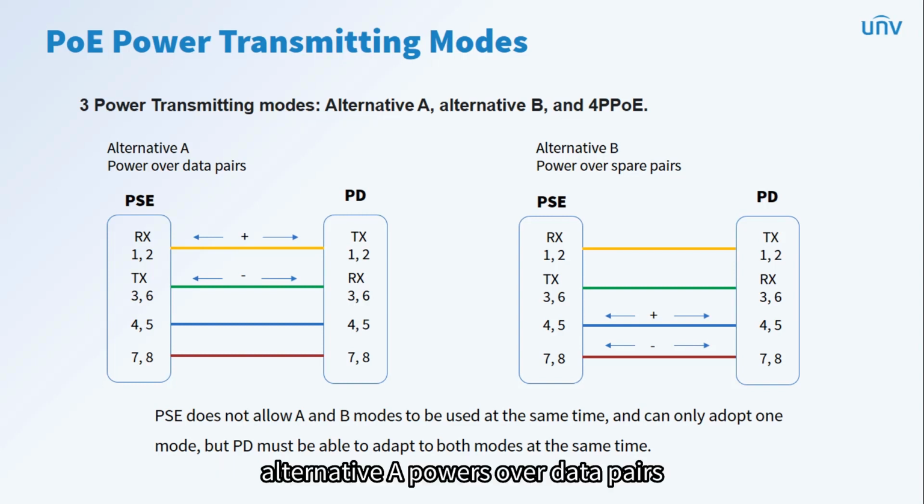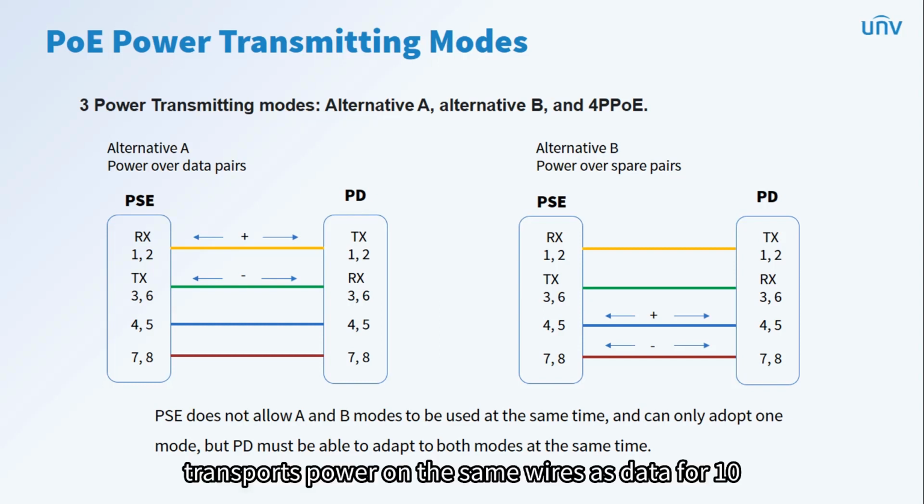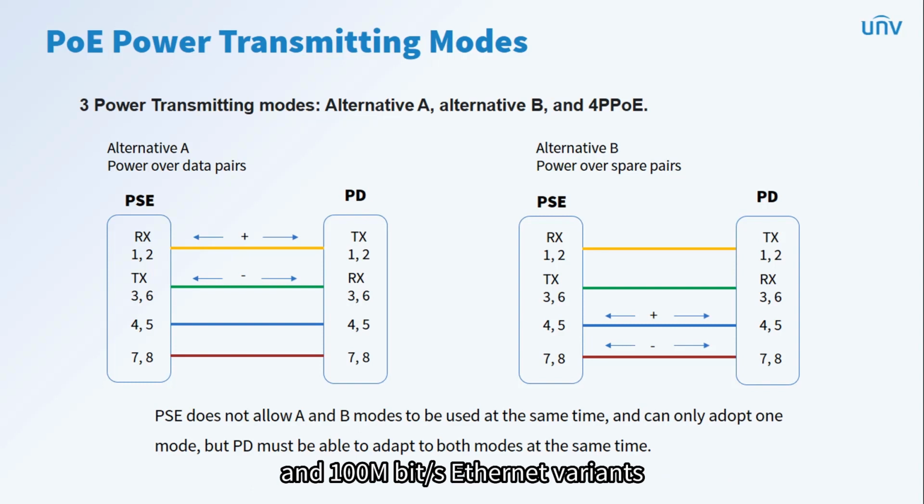Alternative A powers over data pairs. Alternative B separates the data and the power conductors, making troubleshooting easier. It also makes full use of all 4 twisted pairs in a typical Cat5 cable. The positive voltage is applied to pins 4 and 5, and the negative to pins 7 and 8. PSE does not allow the above powering modes to be used at the same time, and can only adopt one mode, but PD must be able to adapt to these 2 modes at the same time. Alternative A transports power on the same wires as data for 10 and 100 megabit per second Ethernet variants.